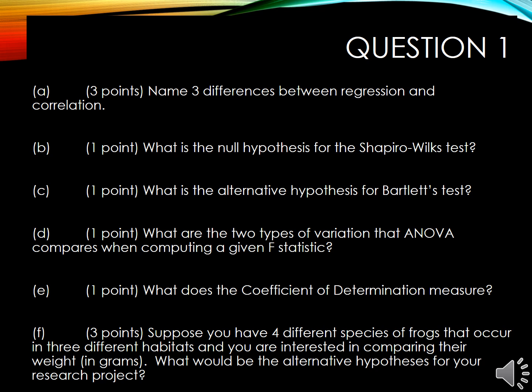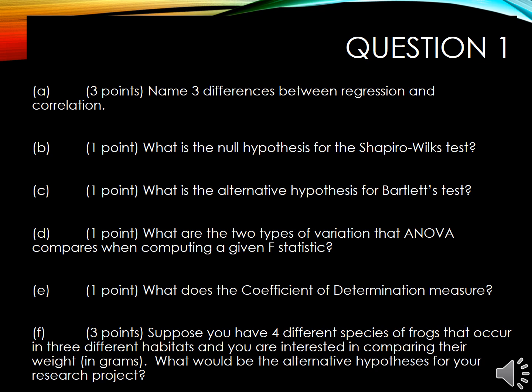Part B, the Shapiro-Wilks test investigates the normality of the dataset. The null hypothesis is that the dataset is normal. Part C, Bartlett's test looks at equality of variance between given datasets. The alternative hypothesis is that variances are not equal. D, the 2 types of variance that are at the heart of ANOVA is the variation that is present between treatments as well as the variation within treatments.